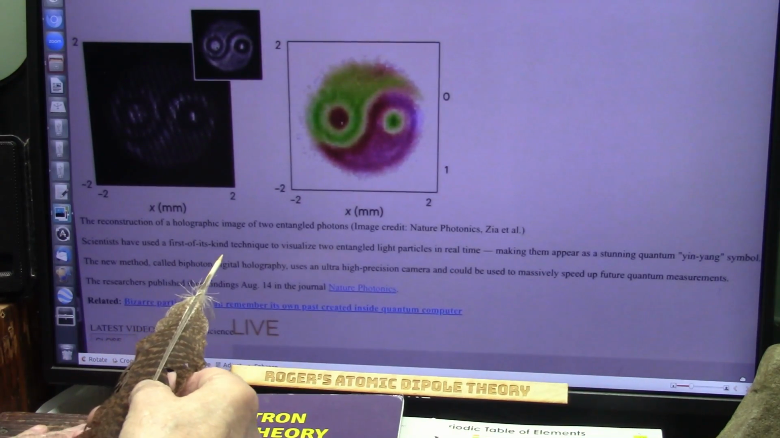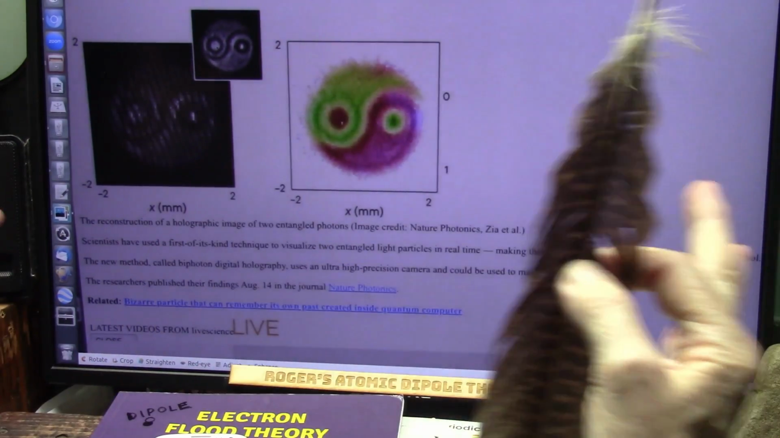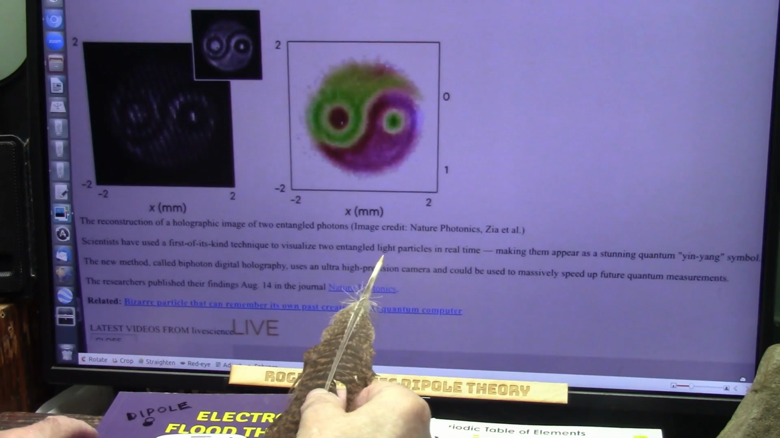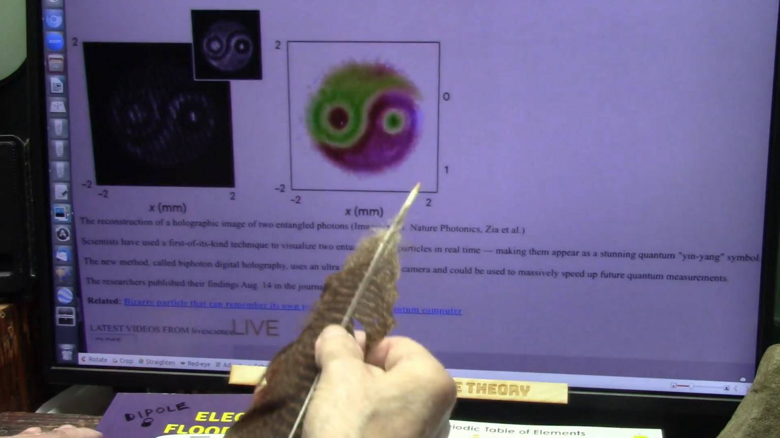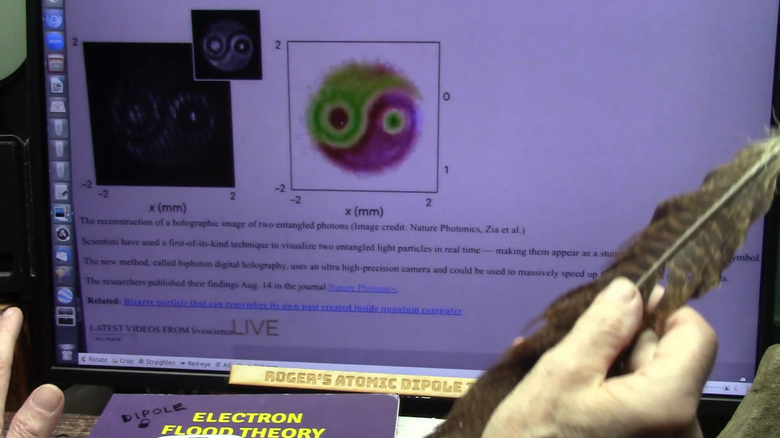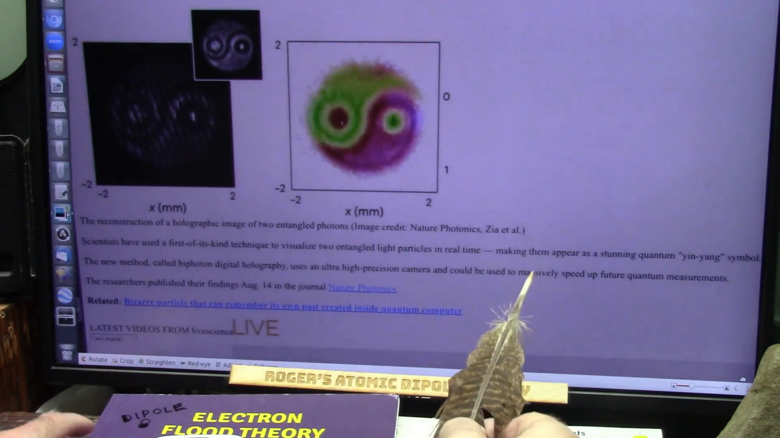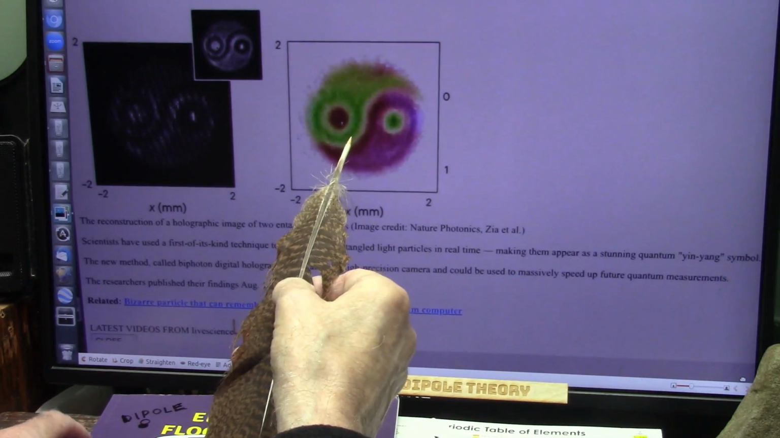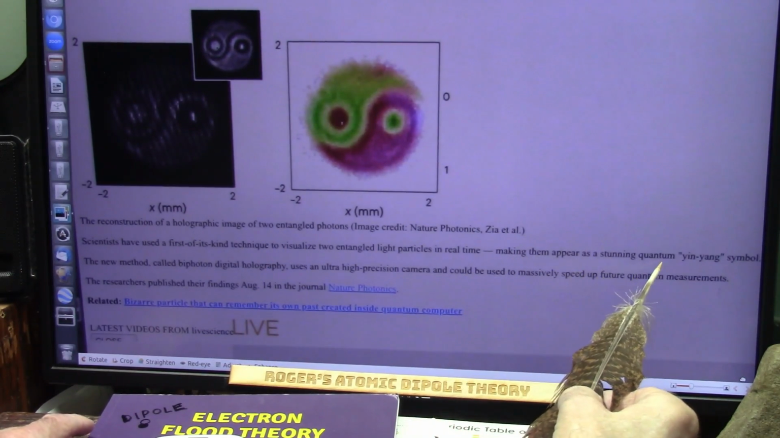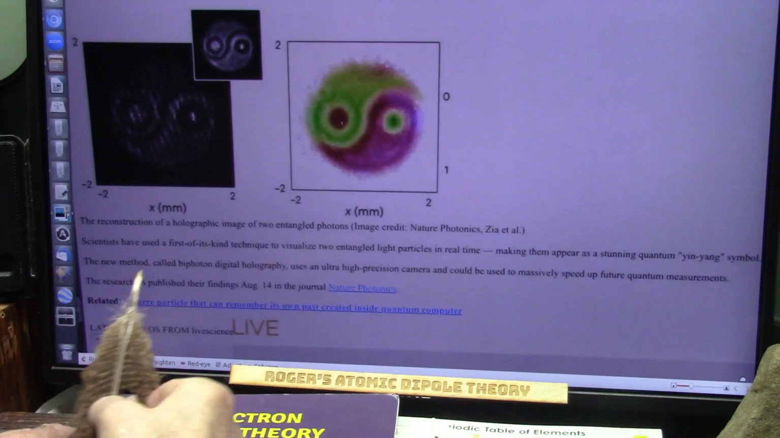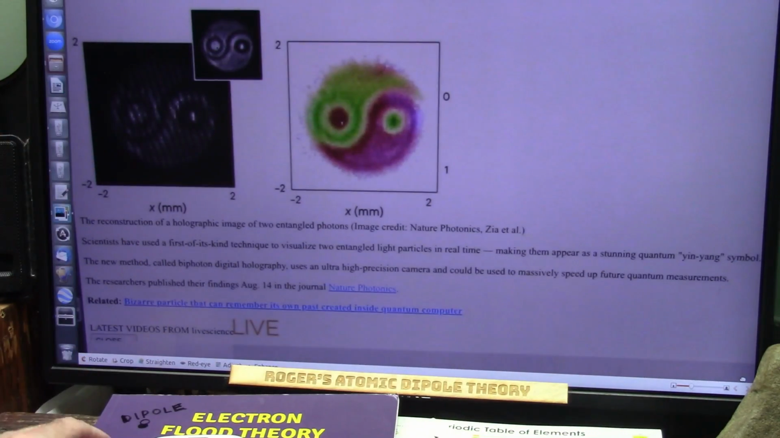Scientists have used a first-of-its-kind technique to visualize two entangled light particles in real time. That's not two entangled light particles. I'll show you what particles are, and I'll show you, this is not right at all. That's a Dirac neutrino. All right? And it makes them appear as a stunning quantum yin-yang symbol. Well, this is what freaked out Joe Rogan.